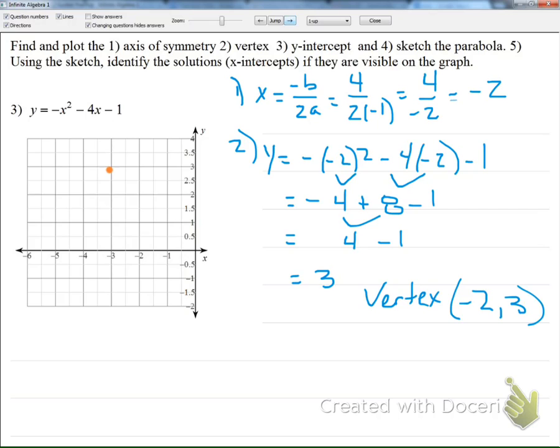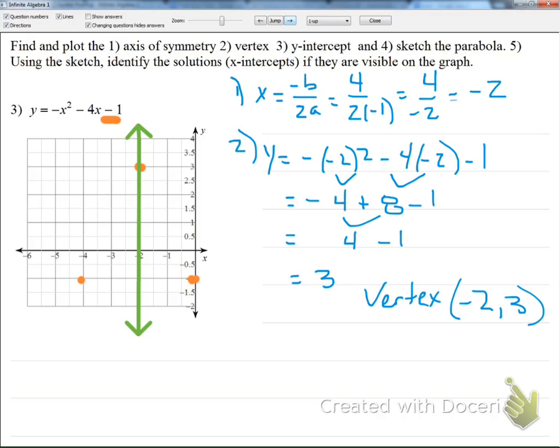You can plot that point, negative 2. Oops, I have that in the wrong spot. Just a second. There we go, there's negative 2, 3. Then I notice that my y-intercept should be at negative 1, so on my y-axis I plot that negative 1. If I draw my axis of symmetry here, I know that there should be another point equal distance away from that axis of symmetry from that y-intercept. So there should be another point right there.